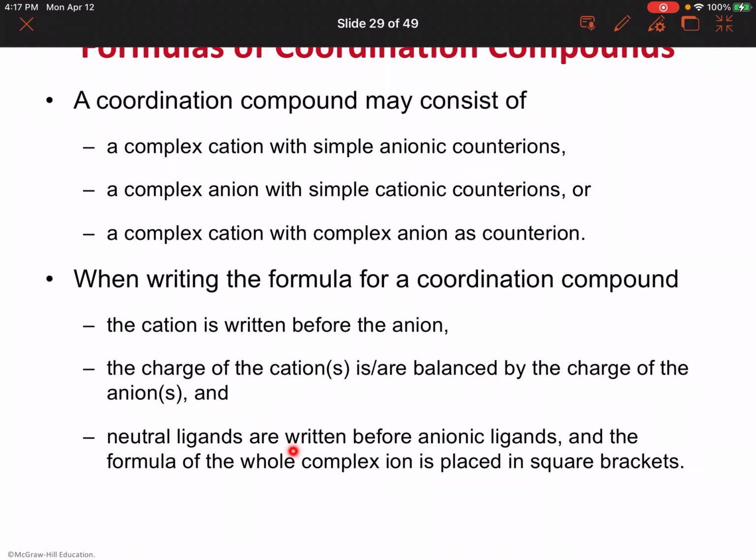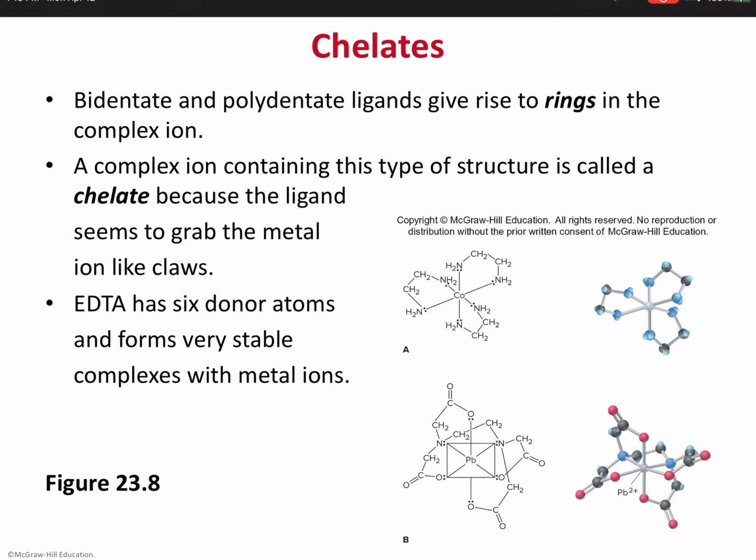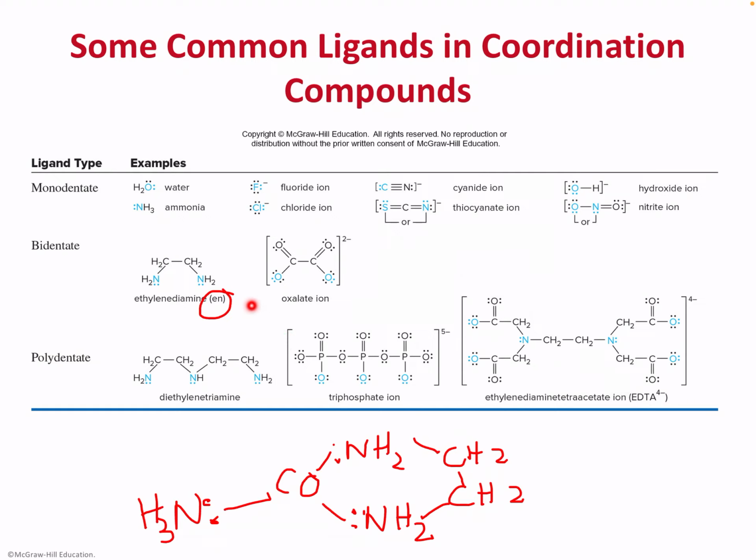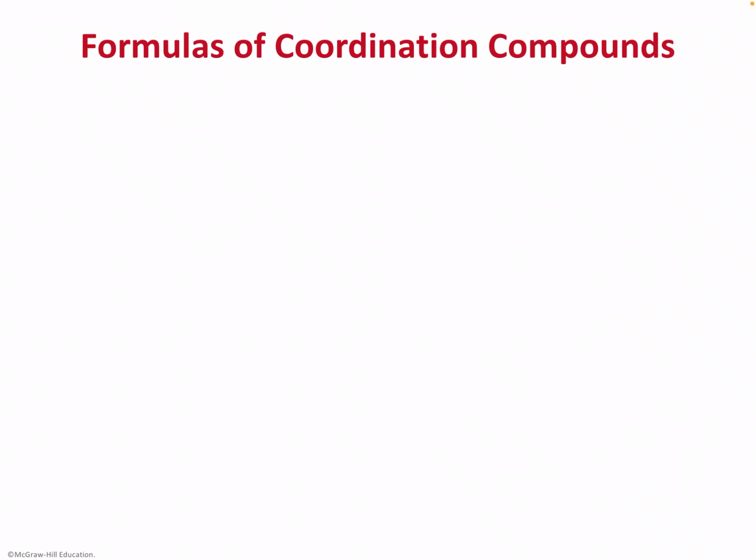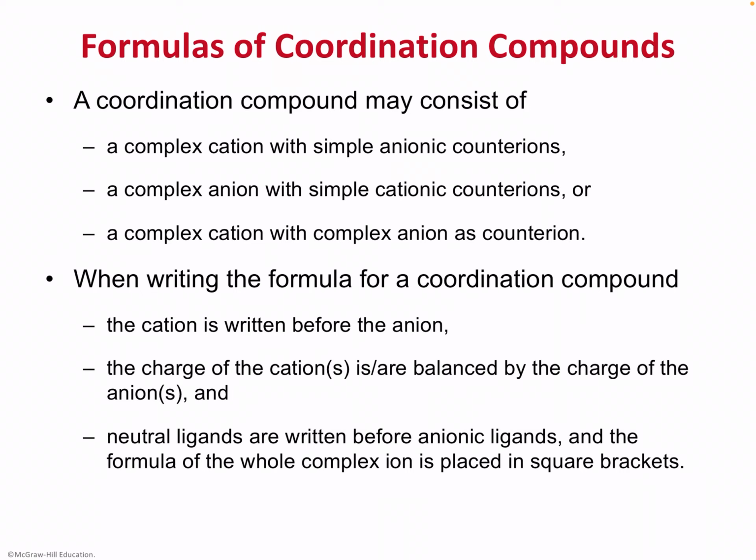Neutral ligands are written before anionic ligands. So we will have neutral ligands and anionic ligands. The neutral ligands are like water and ammonia, those are two neutral ligands. And then you have anionic ligands like fluoride, chloride, cyanide. Hydroxide is also an anion. So what is the order? We write neutral ligands before the anionic ligands. And the formula of the whole complex ion is placed in square brackets. So we put the whole complex ion in the square brackets.